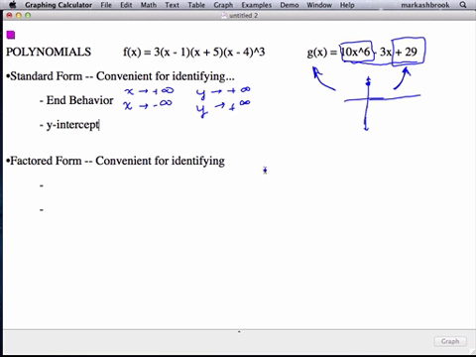Okay, factored form. What's factored form convenient for? Zeros. Also called x-intercepts. So zeros are actual ordered pairs. So it could be like (a1, 0), (a2, 0), etc. Okay, so zeros are when you list them as ordered pairs. What are they? Values of x that make the function 0 or make y 0.